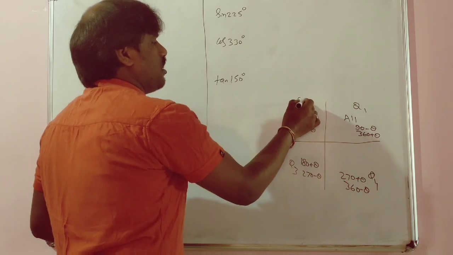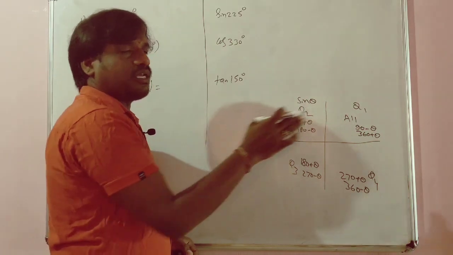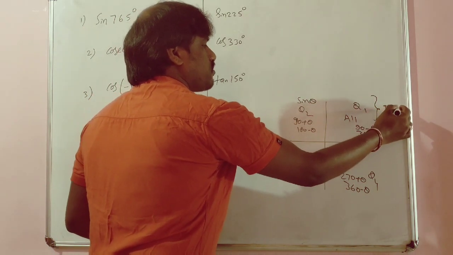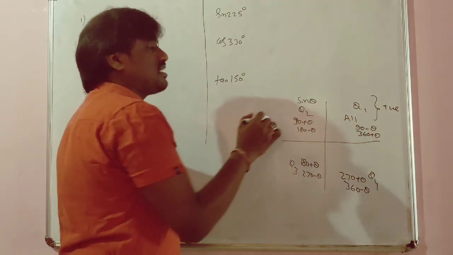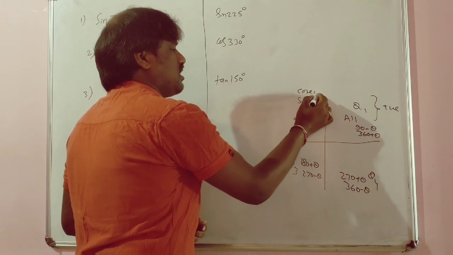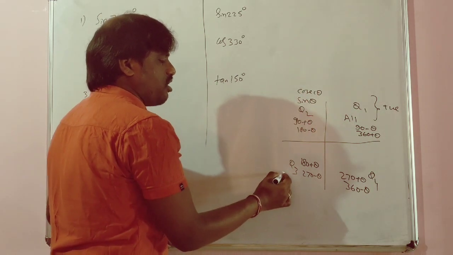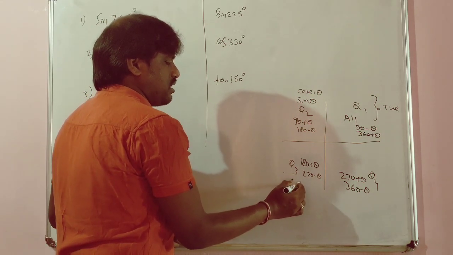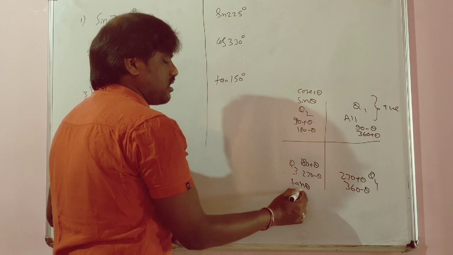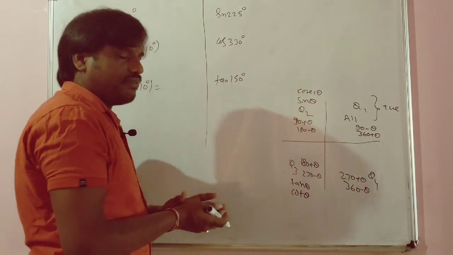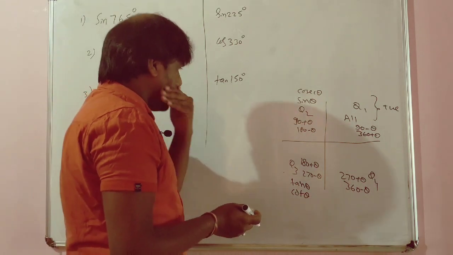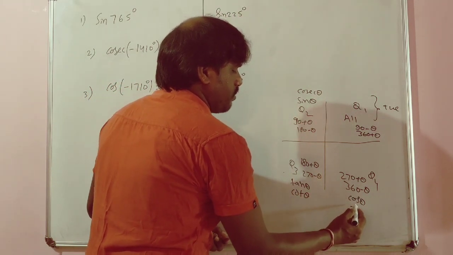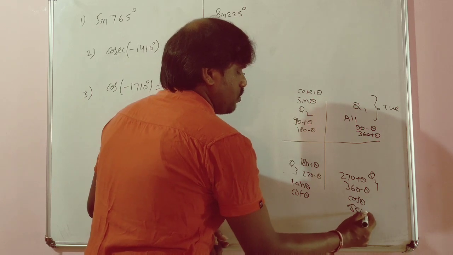But just to recall once, all are positive here. Students means sine and its reciprocal, cosec theta, are positive. Take coffee, all students take coffee. Take means tan theta is positive, and its reciprocal, cot theta, is positive. Next, here it will be cos, and sec will be positive. You know these things very well.